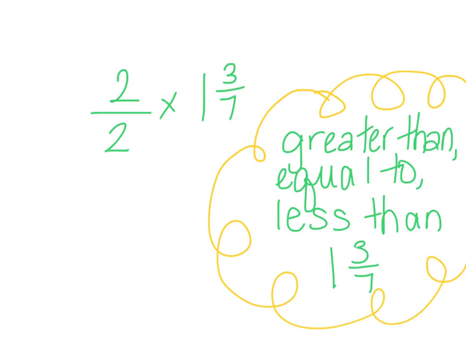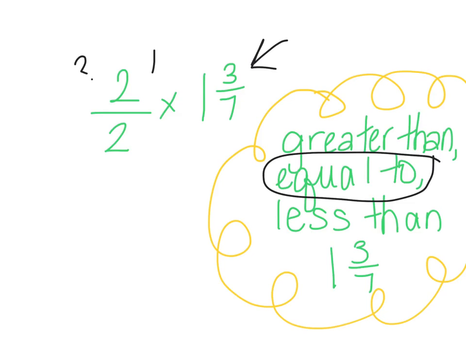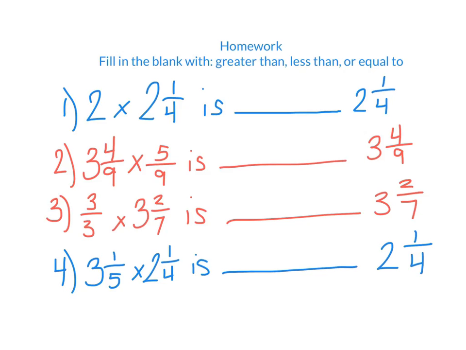2 halves times 1 and 3/7, greater than, equal to, or less than 1 and 3/7. Asking about this number. What is this number? 2 halves. What does 2 halves mean? Anytime I have a number over itself, that means 1. So it will be equal to, because if you multiply a number by 1, it will be itself. All right, that was a quick one. You go ahead and fill in the blank with greater than, less than, or equal to.